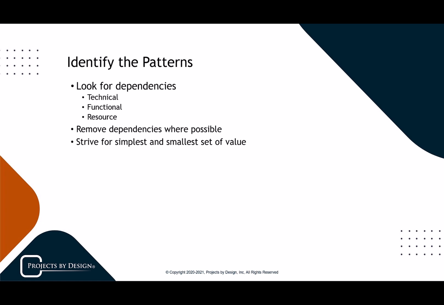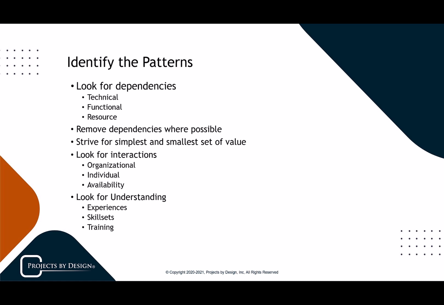And this is also within the project construct. So where do we look for those dependencies? We look in the interactions, the organizational, the individual availability, and look for understanding, experiences, skill sets, training, and so on and so forth. So look for the interactions, look for the levels of understanding, look for the simplest, smallest set of value.